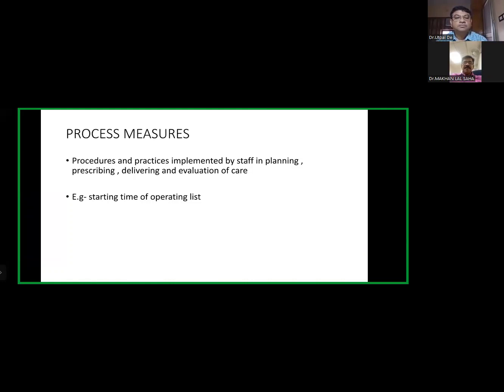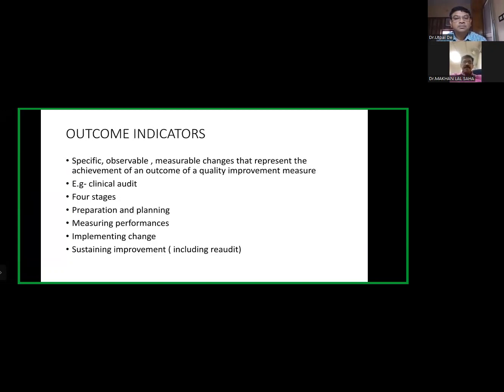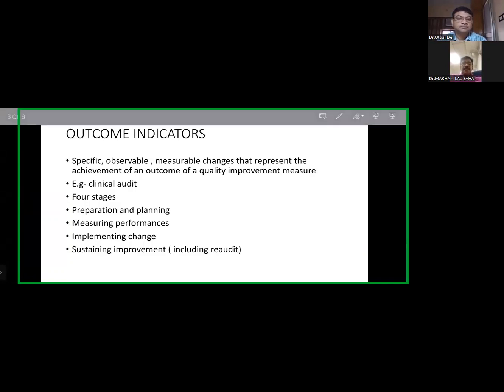First of all, I would like to discuss a little about quality measures. Quality measures are how we measure or quantify the healthcare processes, their outcomes, patient perceptions, and the systems associated with healthcare. Process measures are procedures and practices implemented by the staff in planning, prescribing, delivering and evaluating care. One example is the starting time of the operating list. Outcome indicators are specific, observable, measurable changes that represent the achievement of an outcome of a quality improvement measure. One example is clinical audit.